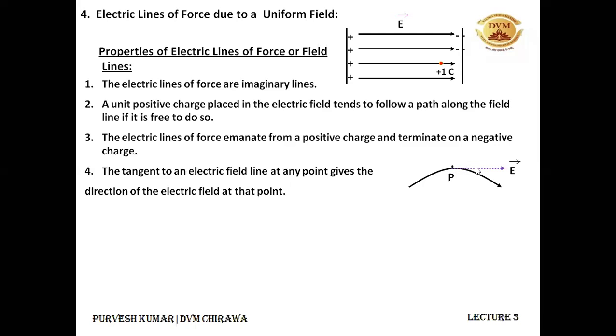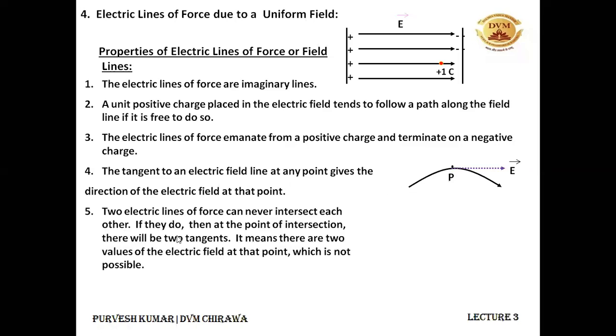Always remember this thing, that if we need to find the direction of electric field on any point on the electric field line, we will be drawing a tangent to the electric field line at that point. I'm repeating it again, that if we need to find the direction of the electric field at any point on the electric field line, I will be drawing a tangent on that point, and the direction of this tangent will give me the direction of the electric field at that point. So the direction of electric field at point P will be given by this tangent that is shown by the dotted line.